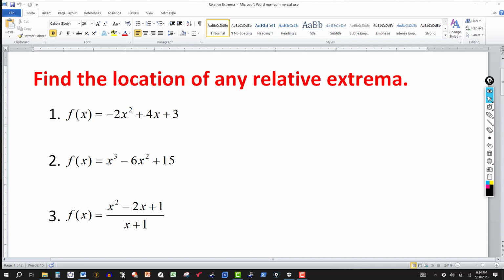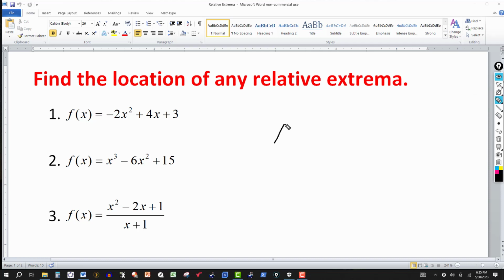Now these types of problems, especially these three that I have here, you can actually work without the calculus. You can graph and use the menus from the graphing calculator to come up with the answer. But we want to use the calculus. Number one is a parabola, so let's go ahead and just explain this.